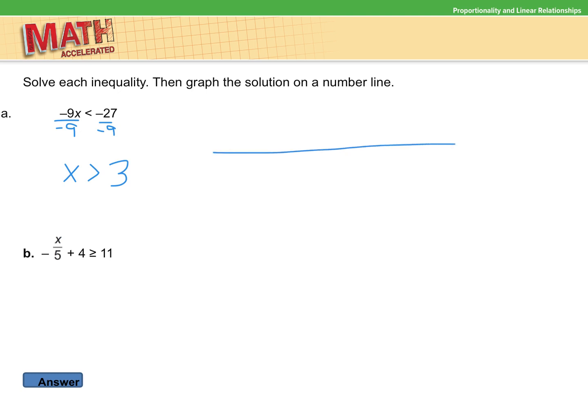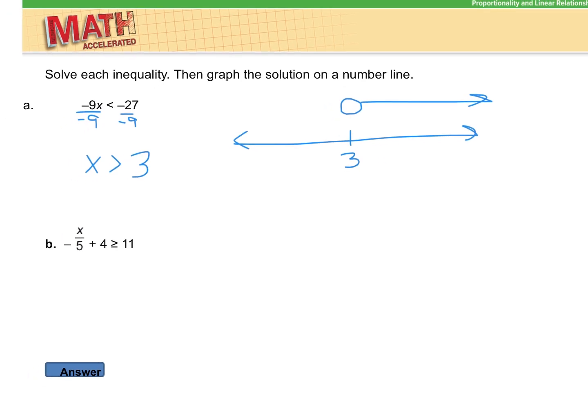Okay, last step, I need to graph. Open or closed? Open. All the x values greater than 3. Are they to the right or to the left? Greater than 3. All to the right. Don't rush through that last part. That's the most important part. That tells us where all of our solutions are.